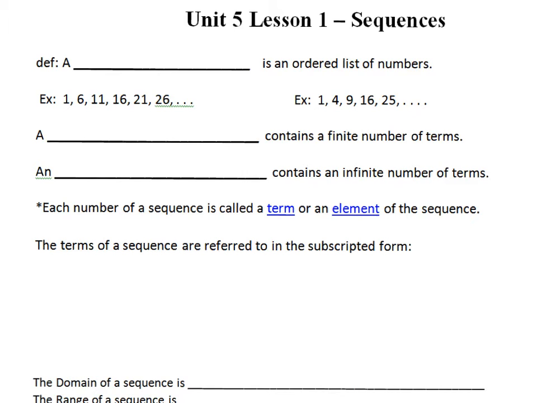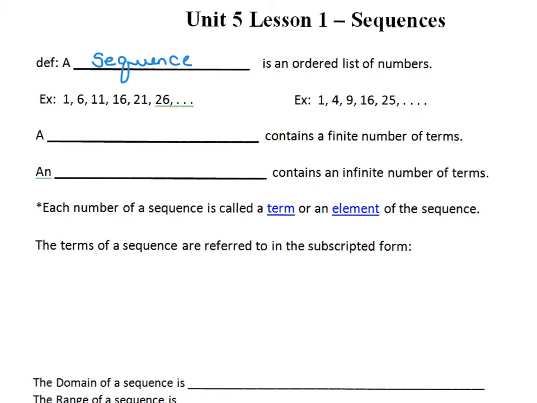We're going to begin Unit 5, which is Sequences, with Lesson Number 1, an introduction to a sequence. So our first definition is, a sequence is an ordered list of numbers. So fill that into your notes. And let's take a look at a couple examples of sequences.